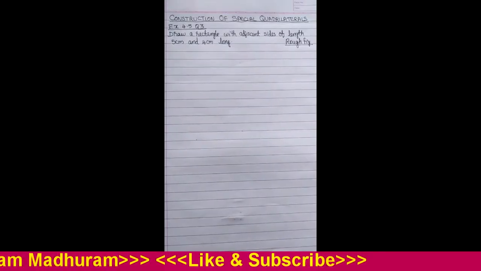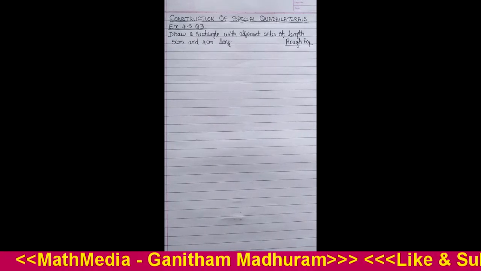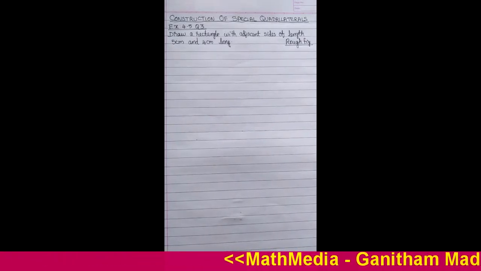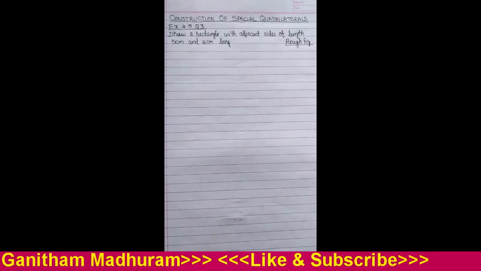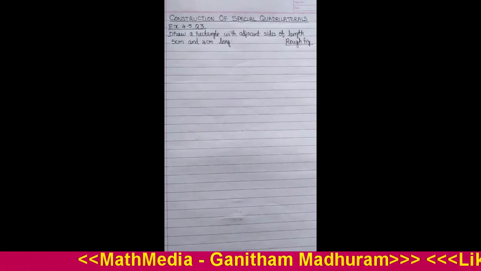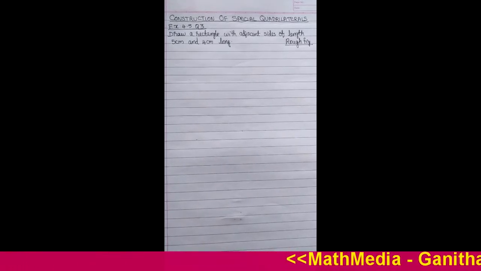Hello everyone. Today I am going to discuss the construction of special quadrilaterals. Exercise 4.5 question number 3. Draw a rectangle with adjacent sides of length 5 cm and 4 cm.